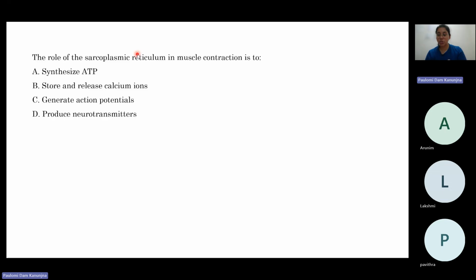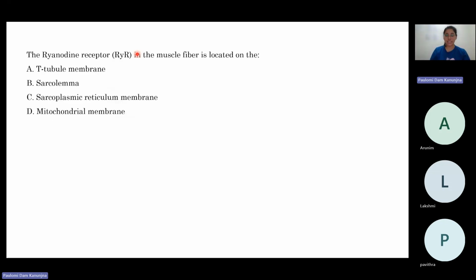Right. So let me give you the answer, which is, of course, stores and releases calcium ion, as we already know. Remember, there were two receptors. The receptor interacted, your sarcoplasmic reticulum got activated, released calcium ions, and then the entire thing of troponin C and actin myosin takes place. Fantastic.